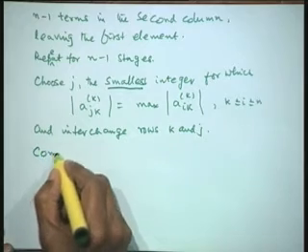Now this procedure is called the partial pivoting procedure. The remaining part is the same as the Gauss elimination procedure that we are doing. The second type of procedure is called complete pivoting.